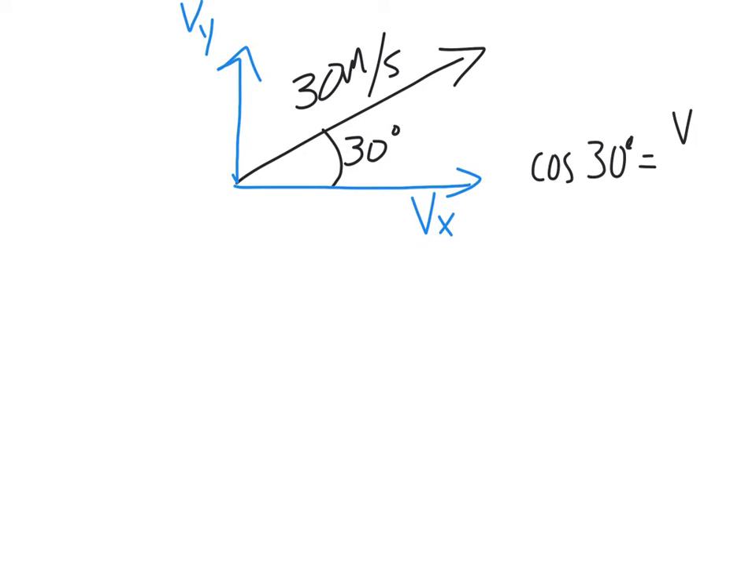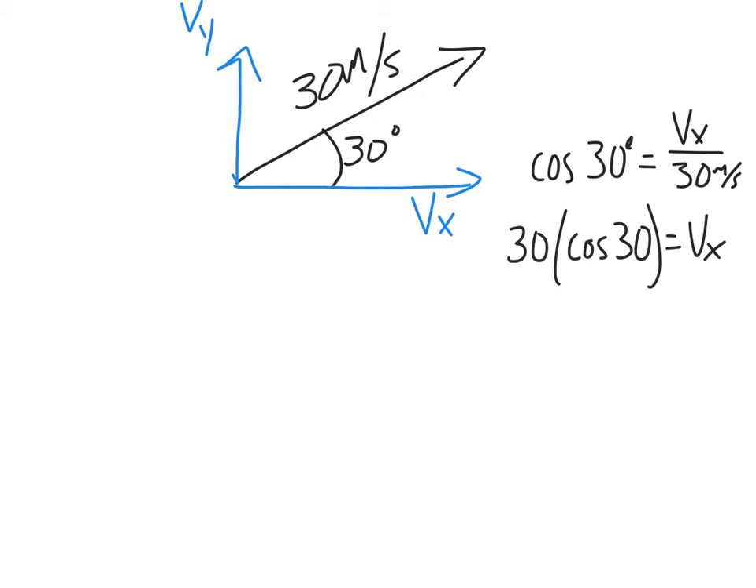So that equals Vx over my hypotenuse, which is 30 meters per second. To solve, all I have to do is move the 30 over to this side. So I can rewrite this as 30 times the cosine of 30 equals velocity in the x direction. As a general rule, you can write your equations in that form. Now you're going to take that and put it into your calculator and solve for x velocity.